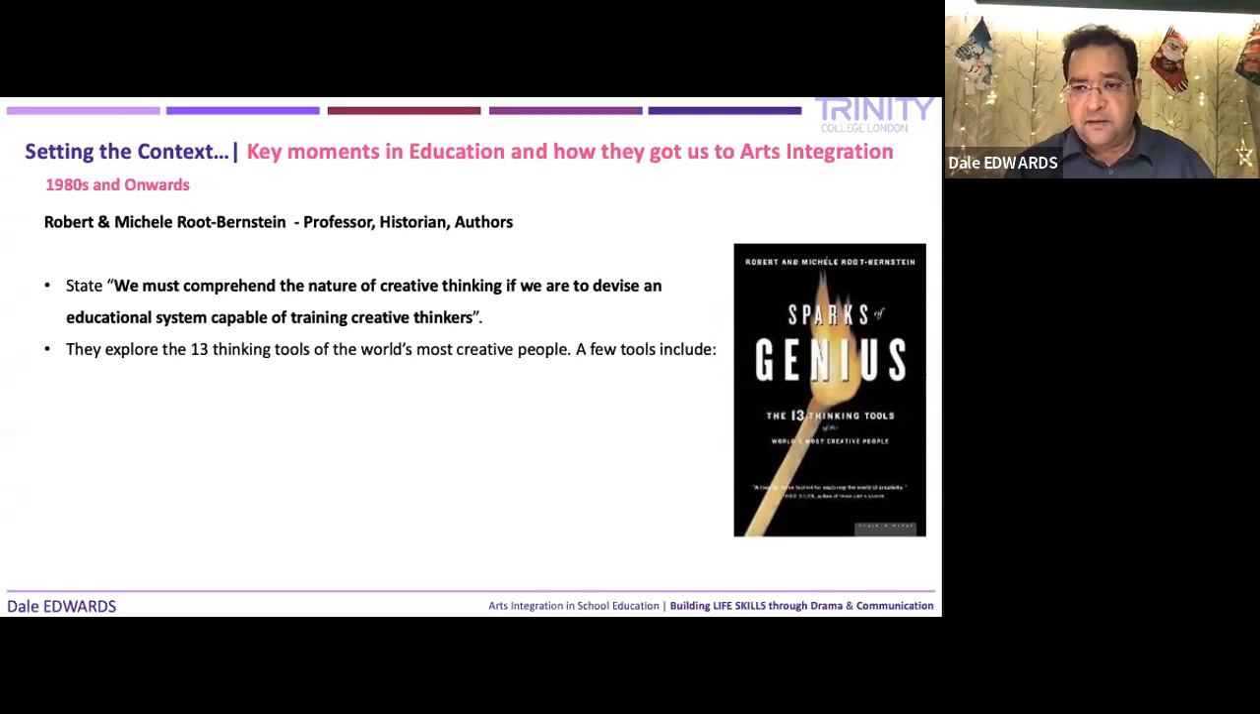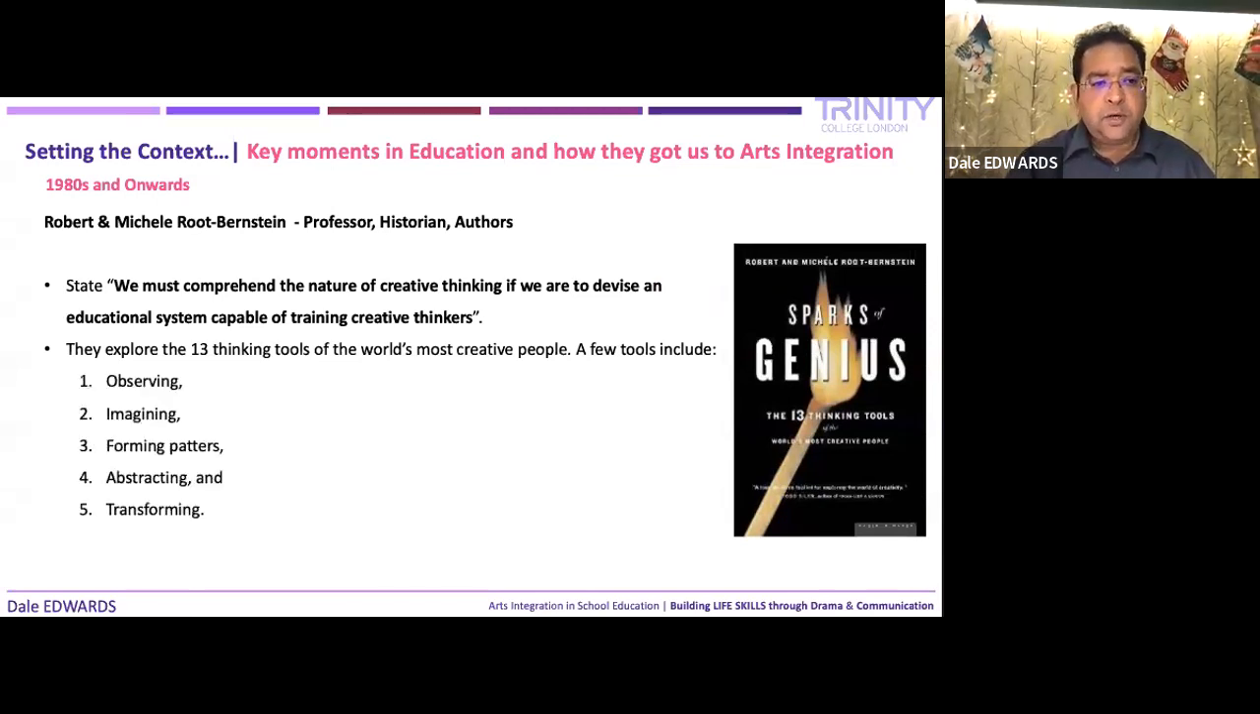Robert is a professor in physiology, and Michelle is an historian. Both of them are authors, but she's also a haiku poet. And they basically, in their book, Sparks of Genius, said that we must comprehend the nature of creative thinking if we are to devise an educational system capable of training creative thinkers. And they went on to talk about a few tools which are over here.